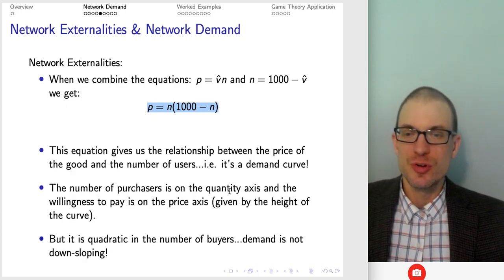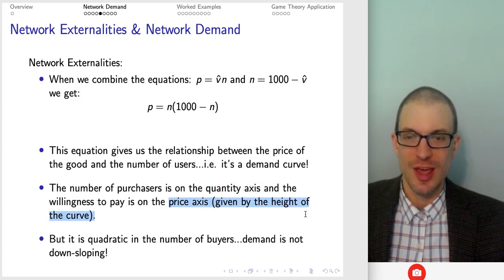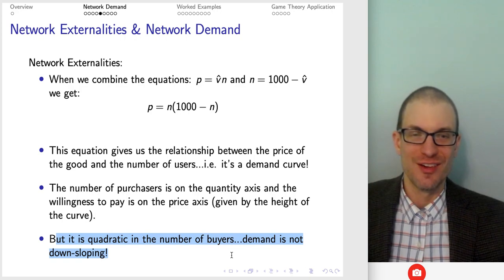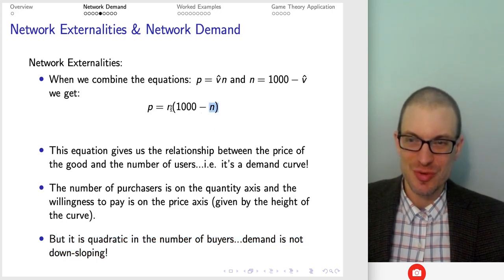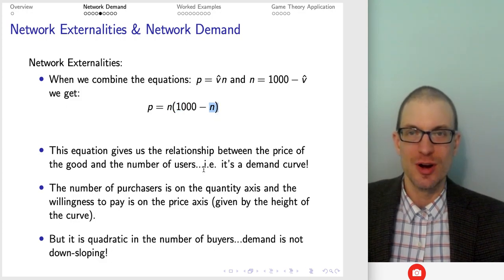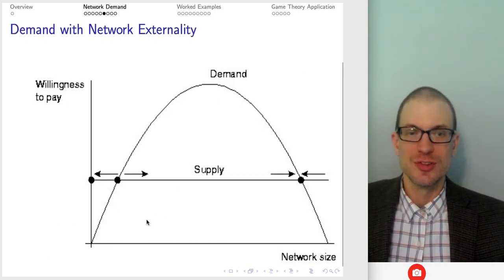With the number of purchasers on the quantity axis, as would be standard, and the willingness to pay on the price axis, as would be standard, we have a demand curve, but it's quadratic, right? It's going to be quadratic because you're going to have an N squared. N times, you have 1,000 N when we distribute, and then minus N squared. As a matter of fact, it looks like this. It's going to be this downward opening parabola.